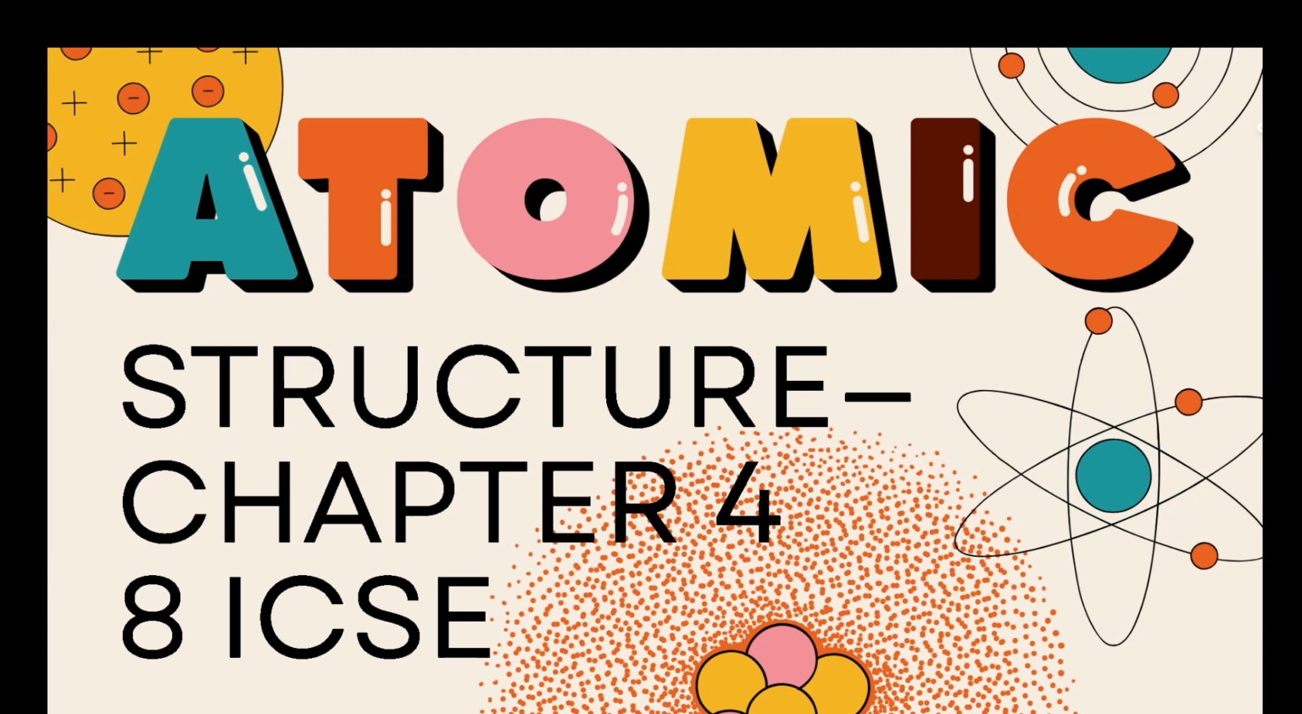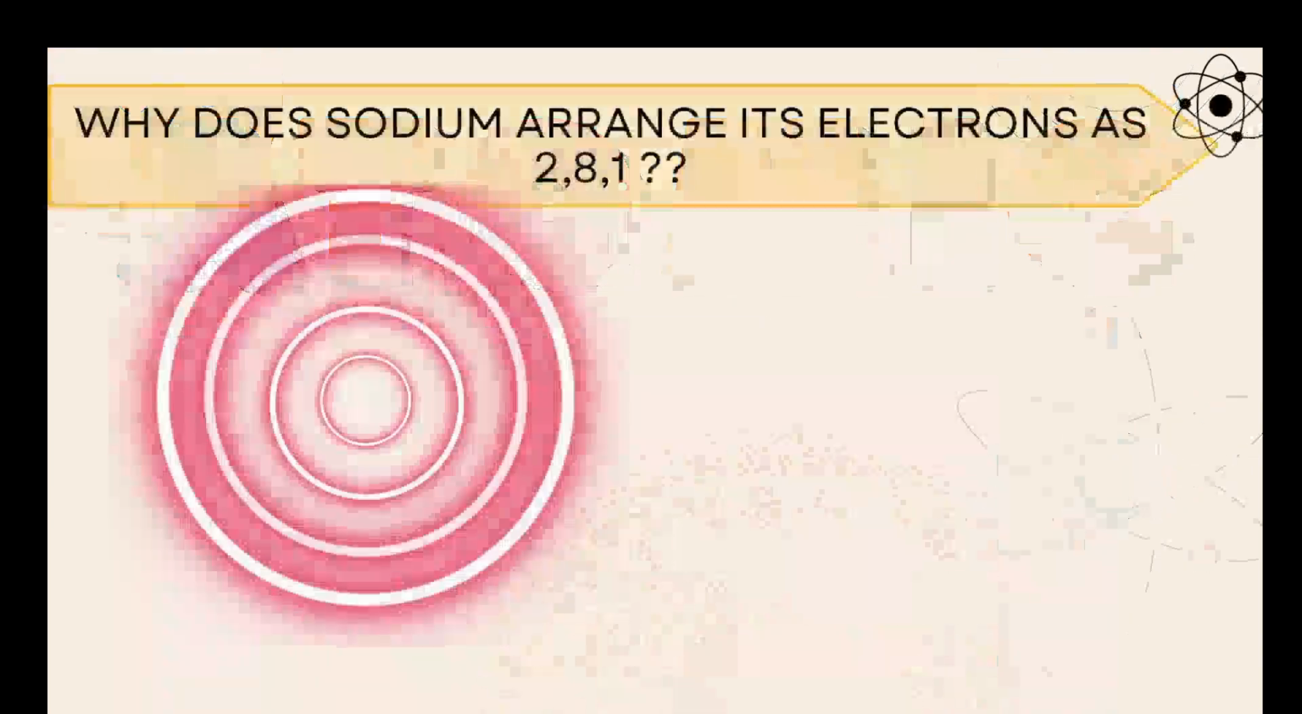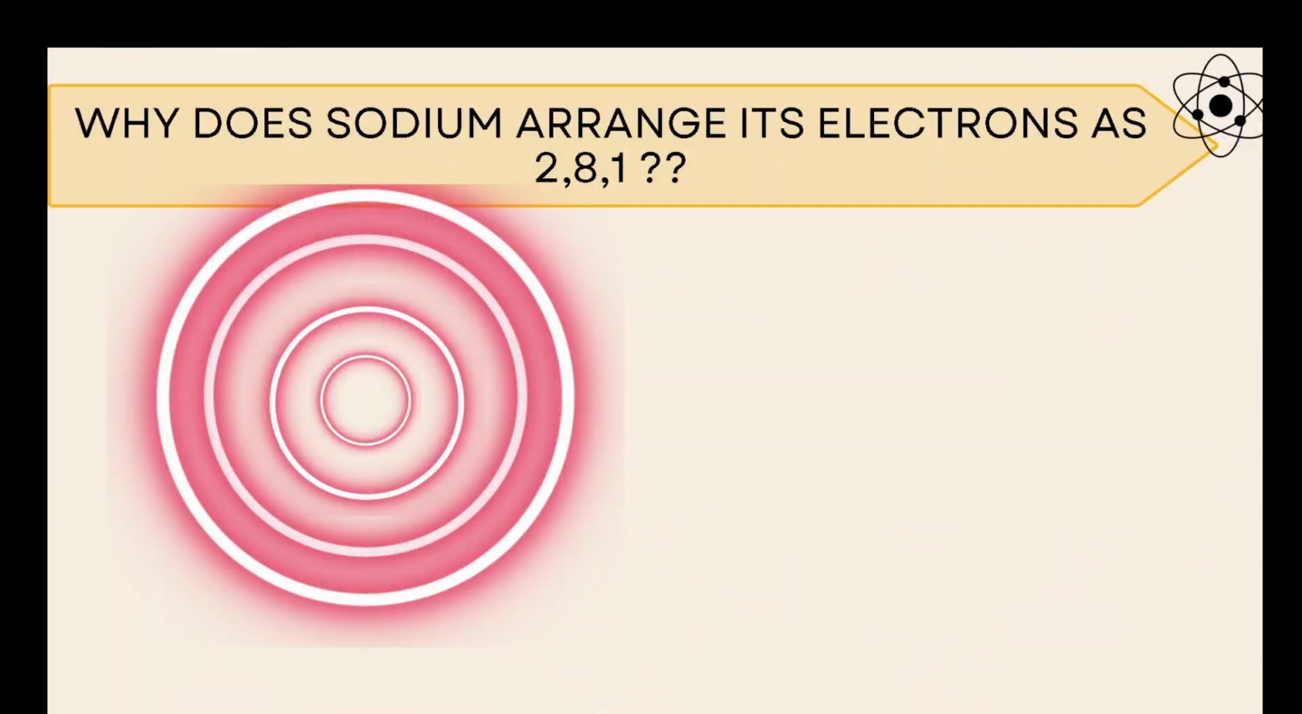So today we'll be discussing the electronic configuration of the first 20 elements. Now there's a question which comes: why does sodium arrange its electrons as 2, 8, 1? Why can't all 11 electrons stay in one shell? So today we will learn how to write the electronic configuration of the first 20 elements in the easiest way possible. There is a set pattern of distribution of electrons.